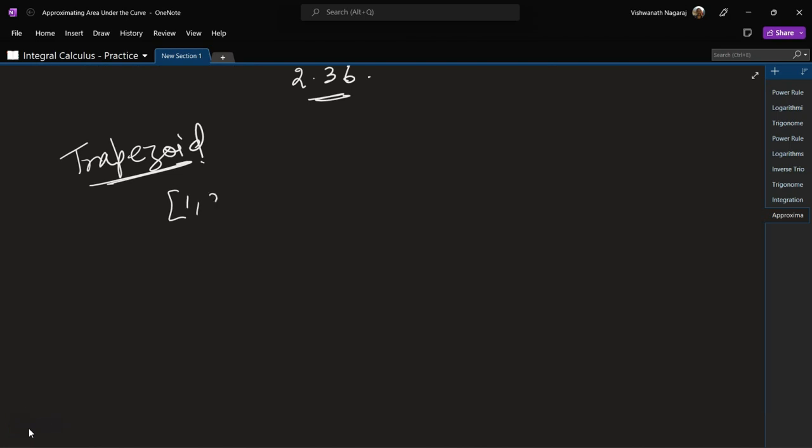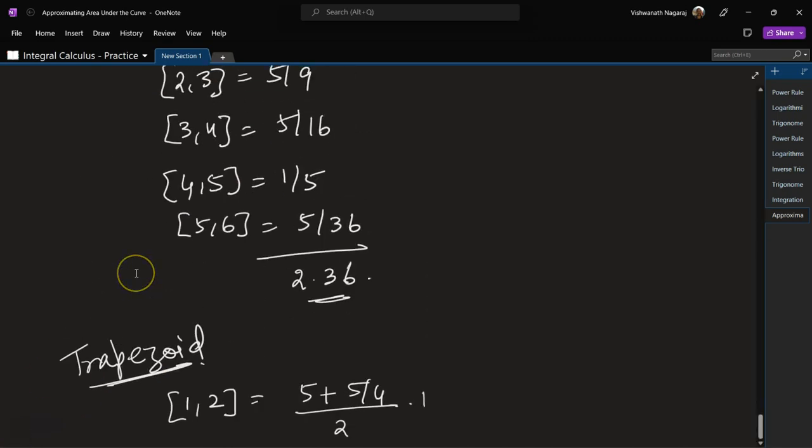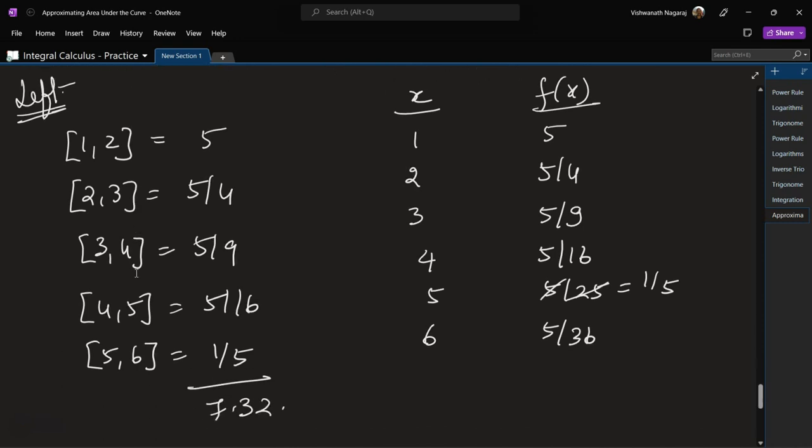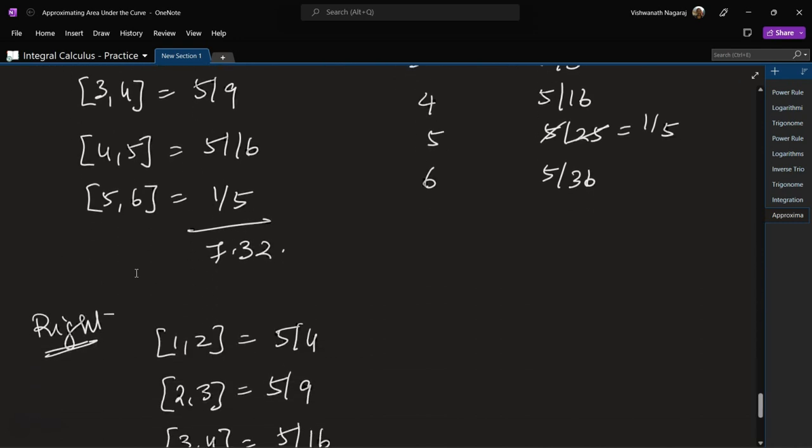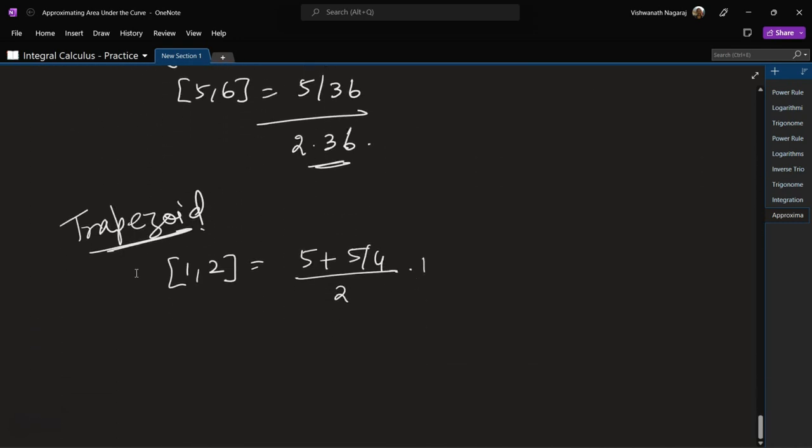Okay, in that case, 1 to 2 would be 5 plus 5 by 4 by 2 times 1. So I'll ignore writing times 1. Okay, so here we have 5 plus 5 by 4 by 2.